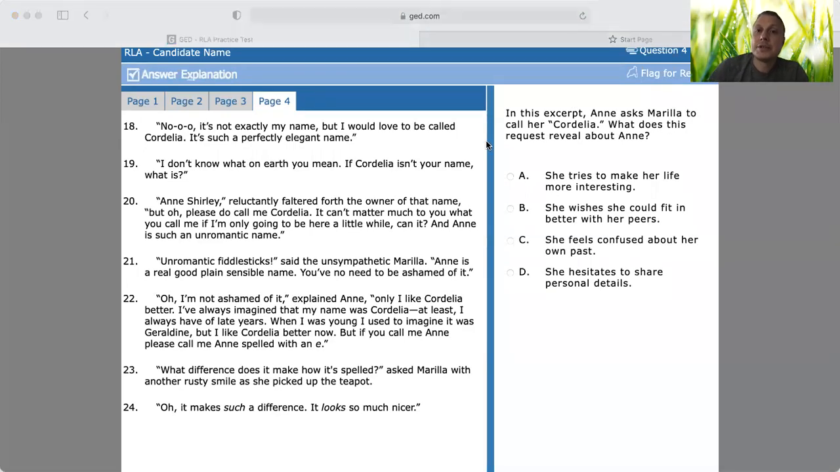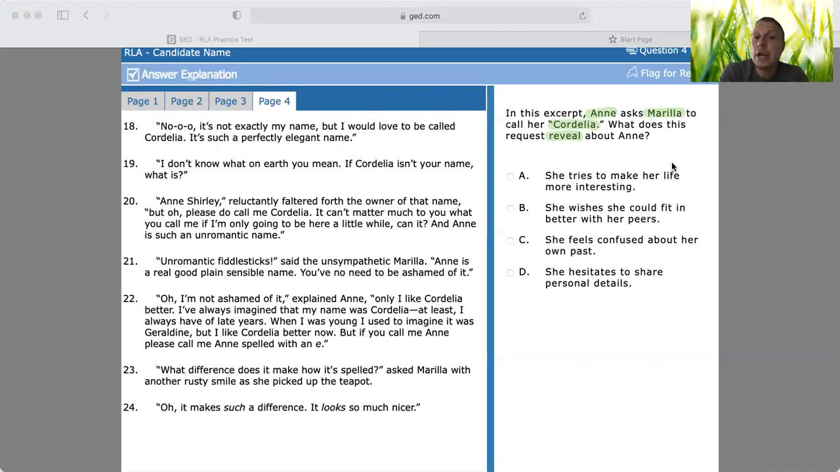It says, in this excerpt, Anne asked Marilla to call her Cordelia. What does this request reveal about Anne? What does this reveal? Meaning, what does this show? Why would you want to be called somebody else? There's some psychosocial phenomena happening here, right? There's some mental analysis. So we're going to use our elimination technique. We're going to read every option, and we're going to take a look at which option works the best.